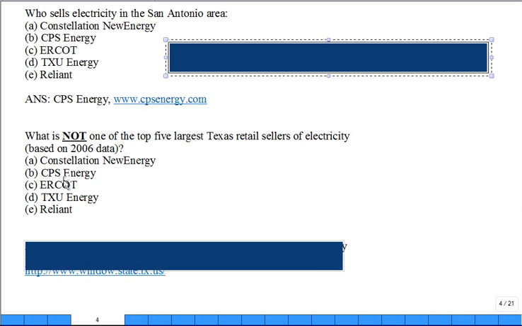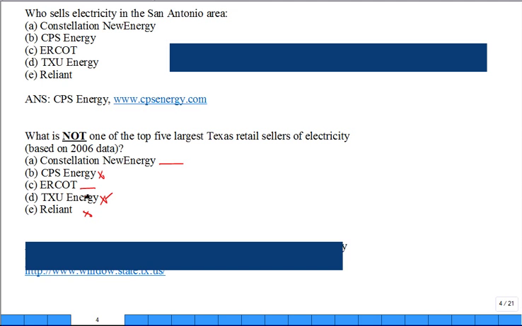And this one I want everybody to participate. One of these doesn't sell electricity to the customer, like you. They're not a retail seller. We have a vote for what? C, a D and an E. Reliant. Who's ever lived in Houston? Is Reliant there? They sell electricity in Houston. Who's ever lived in the Dallas-Fort Worth area? TXU? Yeah, TXU. Let's scratch them off. Who's lived in San Antonio? Okay, so we're down to Constellation New Energy, which I don't know anything about, or ERCOT.